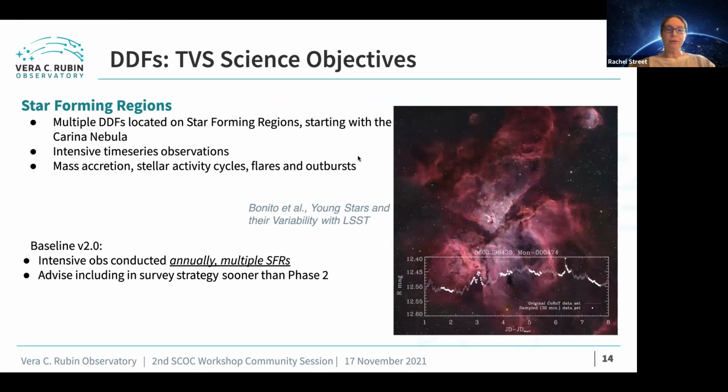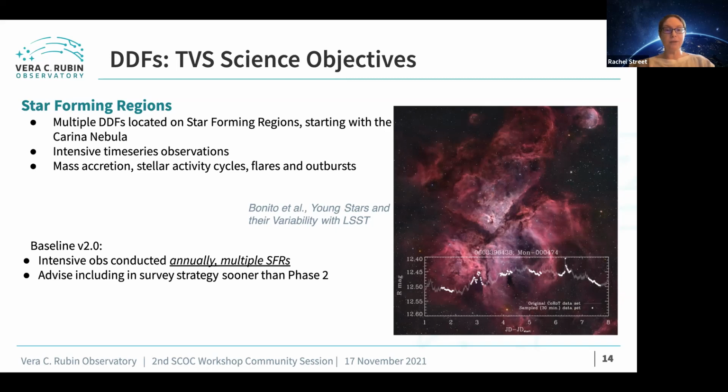TVS also proposed a set of deep drilling fields to be located over several major star-forming regions. The scientific driver in this work is to measure stellar activity cycles, as well as mass accretion, and detect transient events such as flares and outbursts, all of which will help us to understand the star-forming process. This requires relatively intensive observations of given star-forming regions for a limited period of time. And we wanted to stress that the proposed observing strategy actually repeats those observations on an annual basis in order to achieve the science goals.